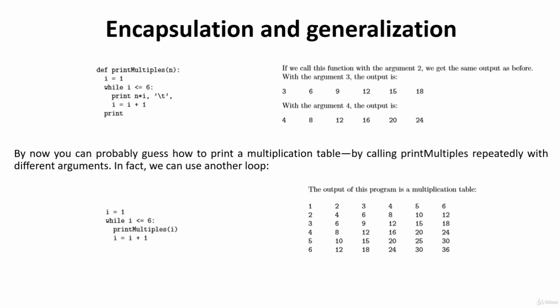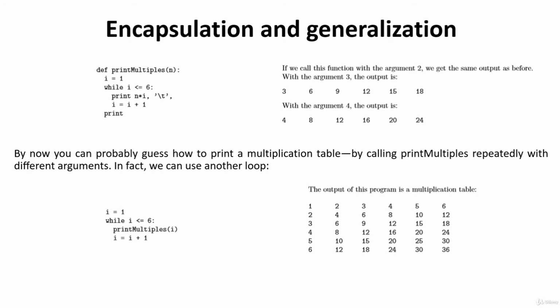If we call the function with argument 2, we get the same output as before. With the argument 3, the output is 3, 6, 9, 12, 15, 18. With the argument 4, the output is 4, 8, 12, 16, 20, and 24.